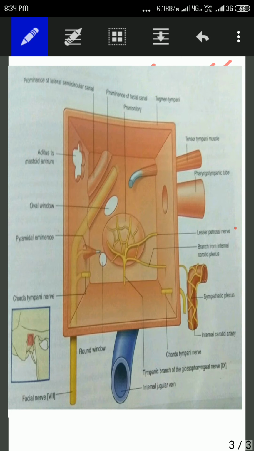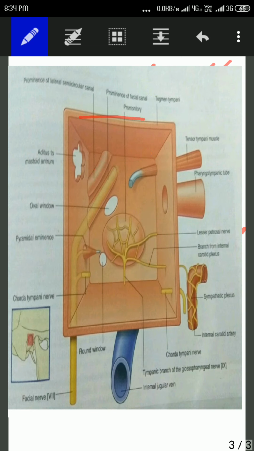Further, this is the lesser petrosal nerve which is going here. And also we have here internal carotid artery from where the sympathetic plexus is going to give the branch. So finally we noticed here that the promontory has a plexus of nerves which is formed by tympanic branch of glossopharyngeal nerve, lesser petrosal nerve, and a branch from internal carotid plexus. So we have completed the medial wall of the middle ear.